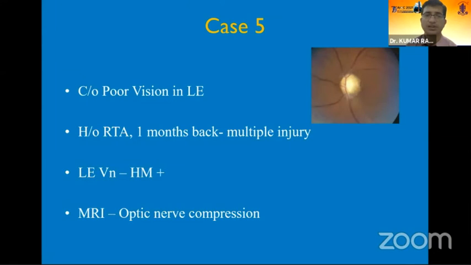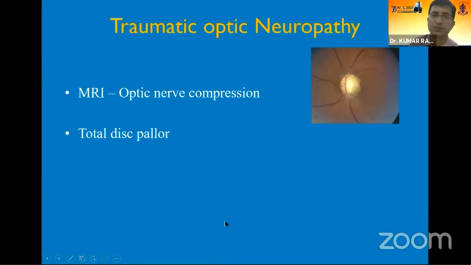Now, coming to another case, this patient was referred for evaluation of poor vision in his left eye. He had a history of road traffic accident, and he was started on glaucoma medication based on the disc picture. But the disc picture typically is of a pale disc, which has possibly happened because of optic nerve compression following trauma.